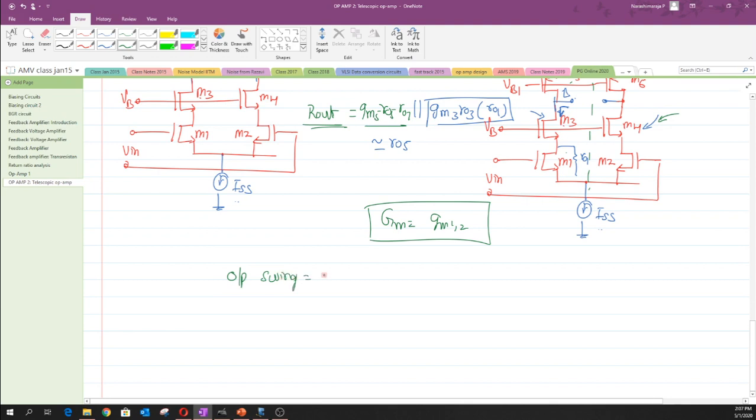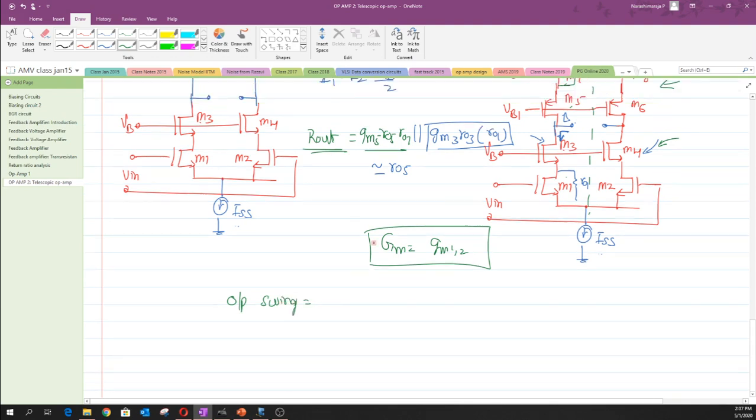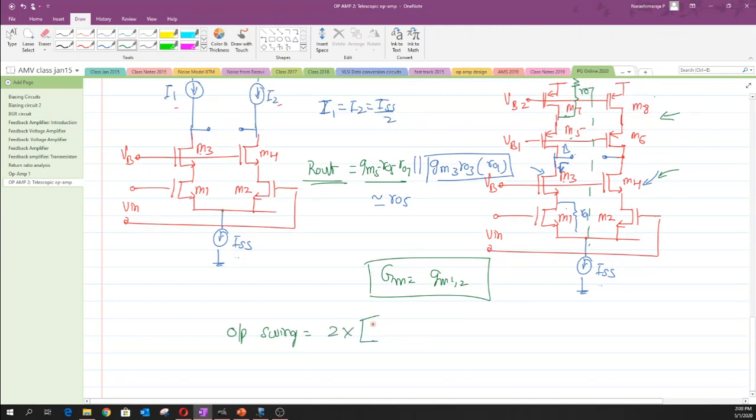Now again, because we are observing the outputs differentially, we know that there is always a factor of 2 that sits in front of this VO max minus VO min expression. And now the only thing that is left is to compute the value of this VO max and the value of this VO min.